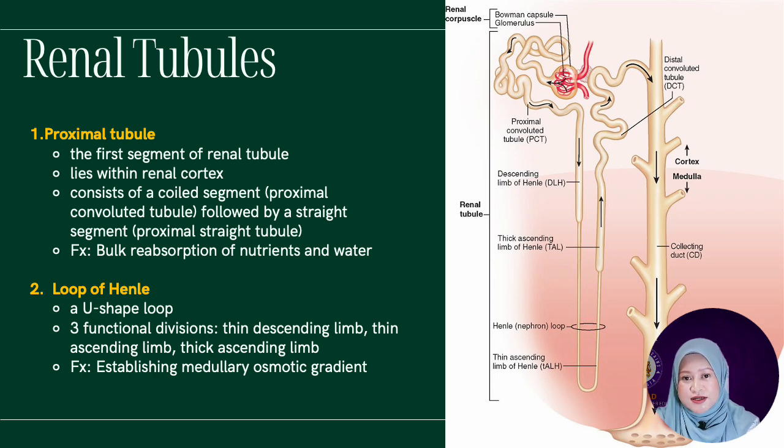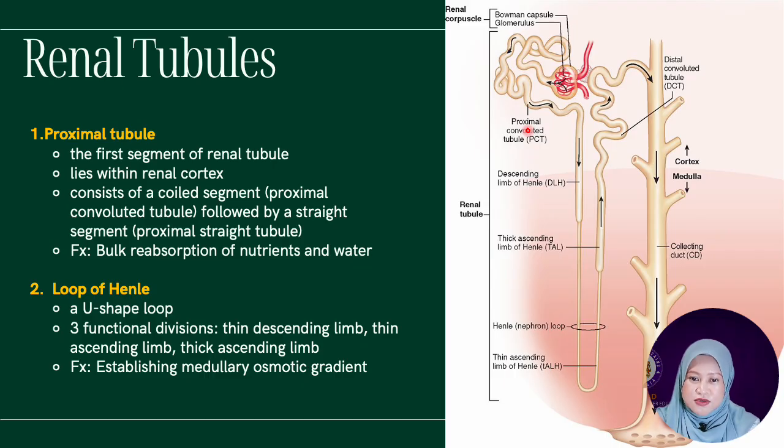So after filtration occurs in the renal corpuscle, the filtrate enters the renal tubule. The first segment it enters is the proximal tubule. So the proximal tubule has two parts, a coiled segment called the proximal convoluted tubule, followed by a straight segment known as the proximal straight tubule. So most of this segment lies within the renal cortex.